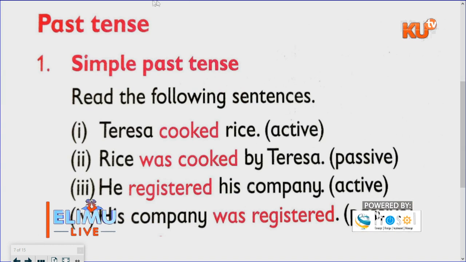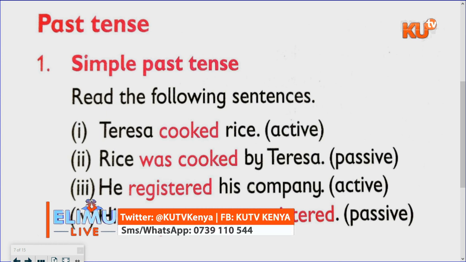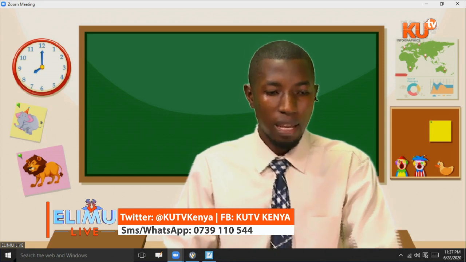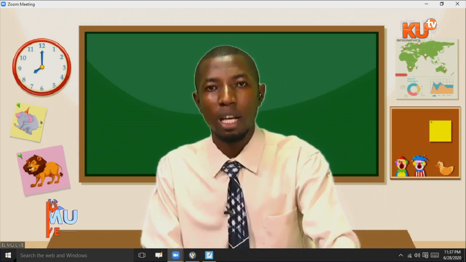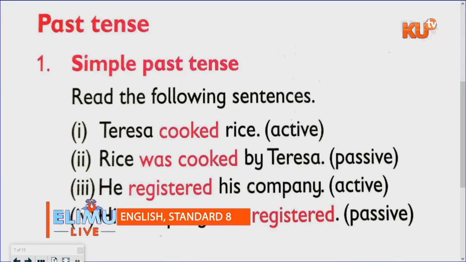Right, so we move on to the next part, which is past tense. A question was asked to me when I was here last time, which prompted me to teach this lesson today: can sentences which are in past tense be changed to passive voice? My answer was yes. Sentences that are in past tense, whether in simple past tense, past continuous tense, or past perfect tense, all of them can be changed from active to passive voice in this simple method that I'm going to show you.